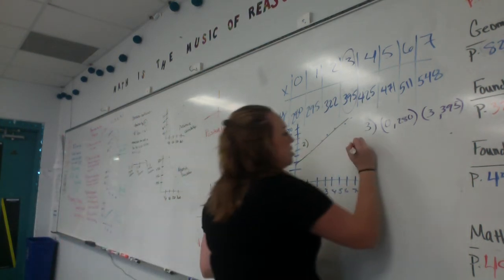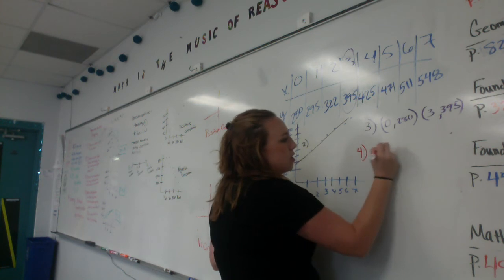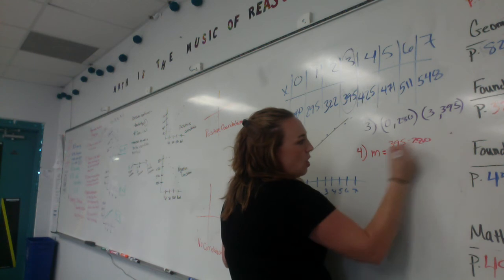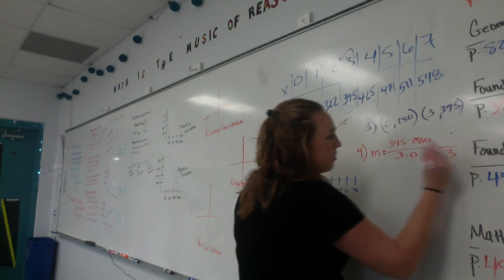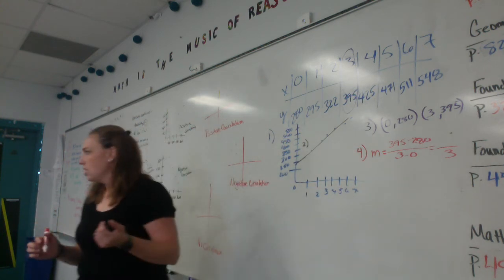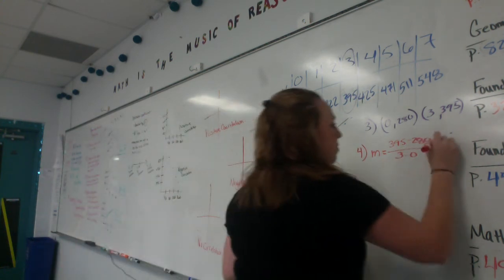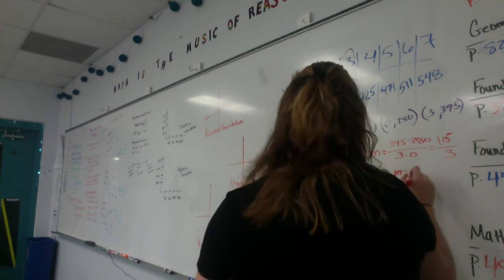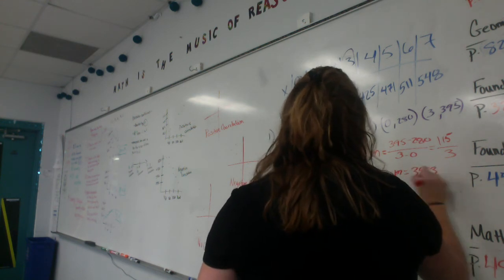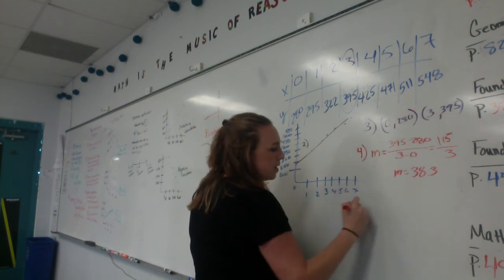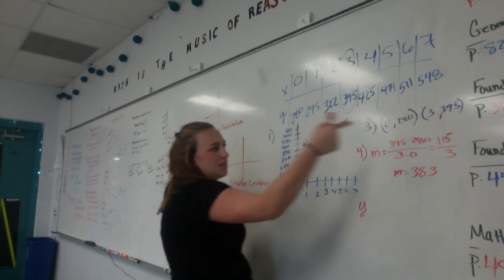Step 4, equation means I need to have a slope. My slope is rise over run, 395 minus 280 over 3 minus 0, which would give me something over 3. What's 395 minus 280? 115. And then divide it by 3, that's 38.3. Okay, that's my slope. So now I use point-slope form, and I'm going to choose one of those 2 points, right? I'm going to just choose this one.